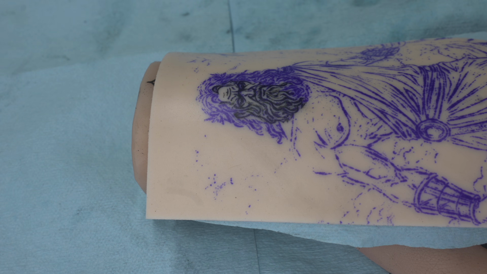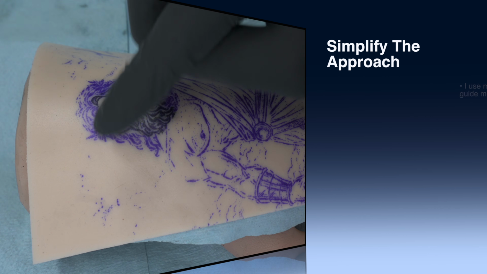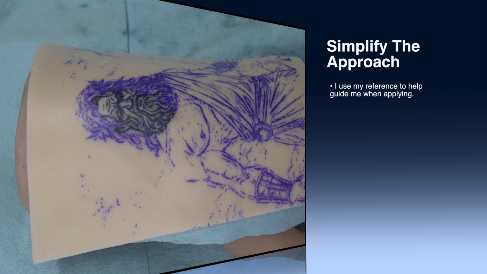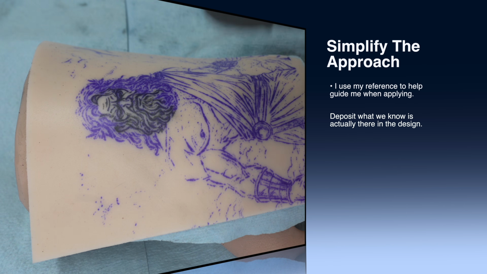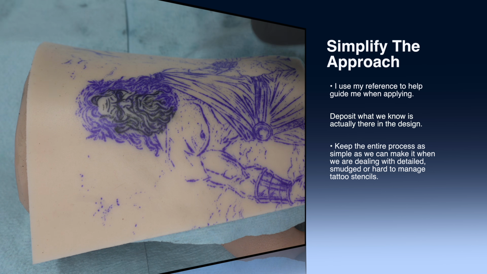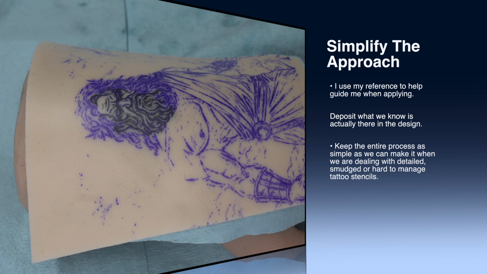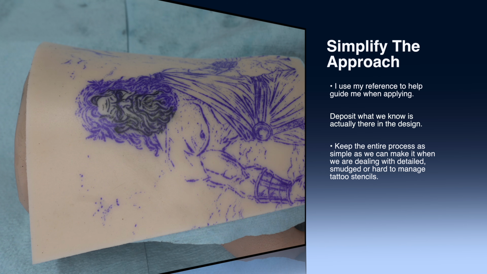So what's the key? How do we navigate detailed stencils? For me, when the design is this detailed, I want to simplify the technical approach. If there is a reference, I definitely want to have that nearby in case I need to reference certain areas that I just simply cannot make out. If we have a reference, that's great, because we're going to start by tattooing what we actually know is there. So that's where I'm going to begin.